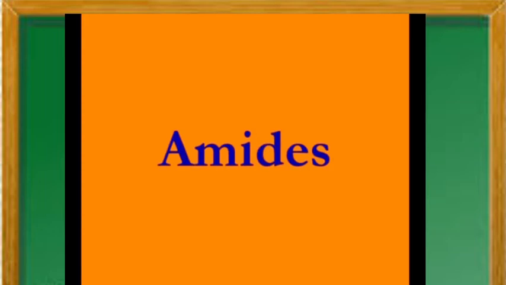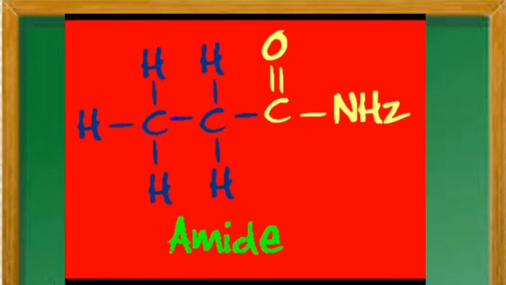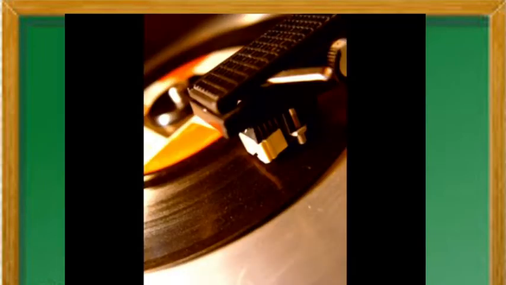Amines and amides both have a nitrogen. Amines have an NH2 and crop up now and then. Amides also have a double bonded O. Now my song is over, it's time for me to go. Bye-bye.